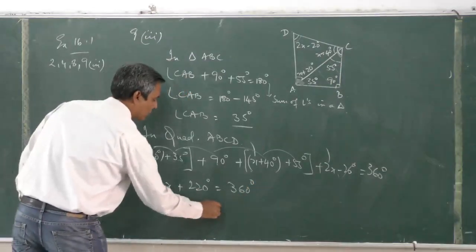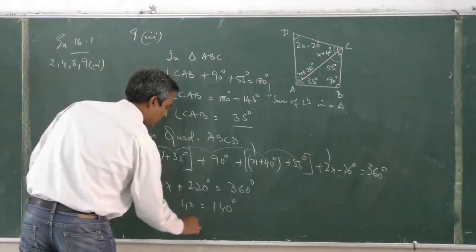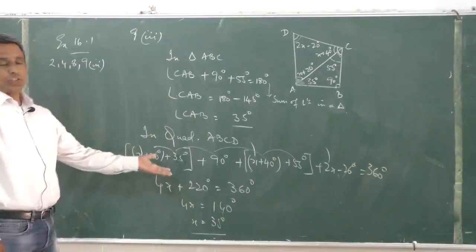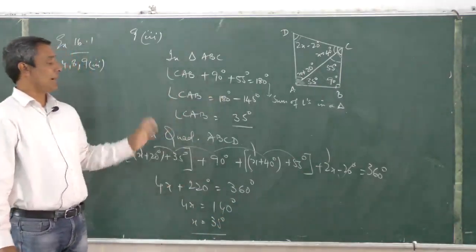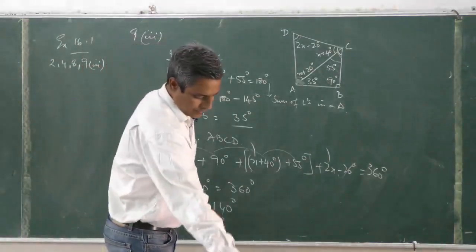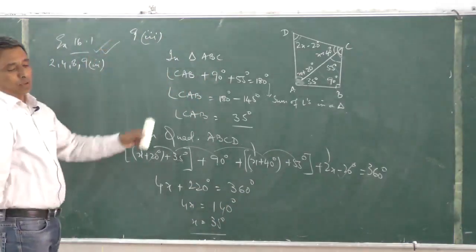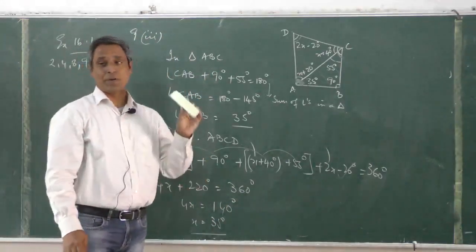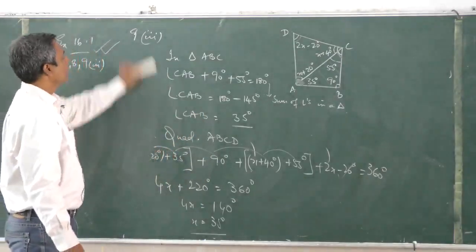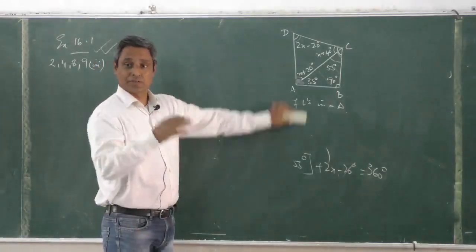So 4x is equal to, you subtract, 6 minus 2, 4. So x is equal to 35 degrees. That's all the question asked you. The question asked you to find x. You have found it. So these are the questions I wanted to do from exercise 16.1. There are many questions there left and you must practice them by yourself.